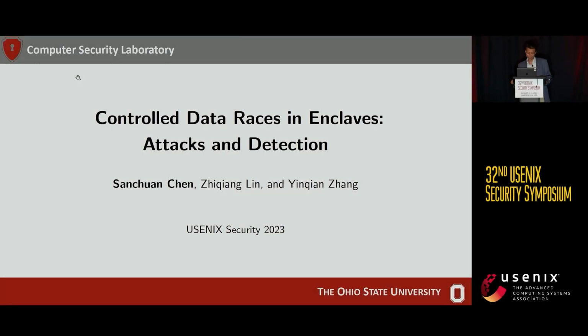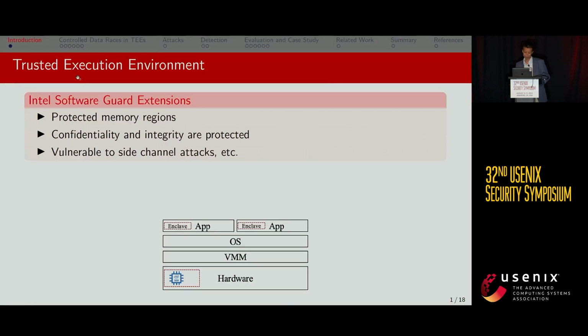Yeah, my name is Sanchuan, and this is joint work with my advisor, Professor Zhiqiang, and Professor Yinqian Zhang. Our paper title is Controlled Data Races in Enclaves. Basically, we investigate the data races in the enclave scenario. We try to perform attacks and detections.